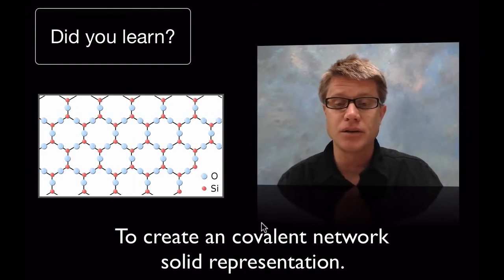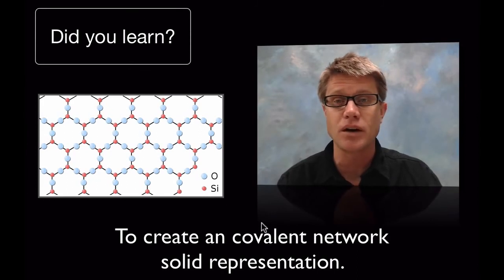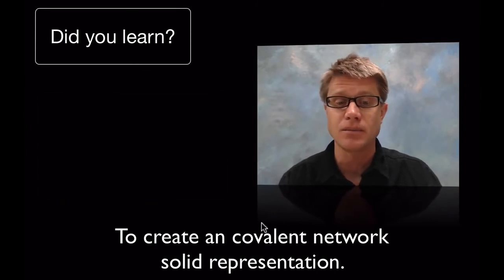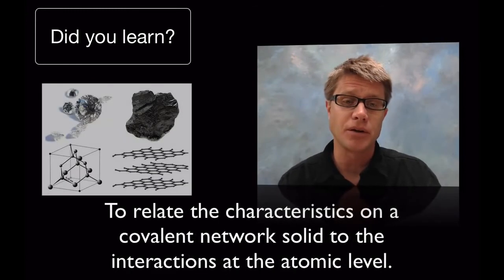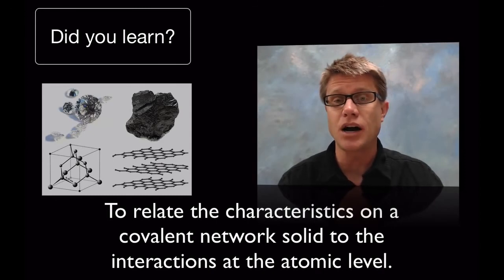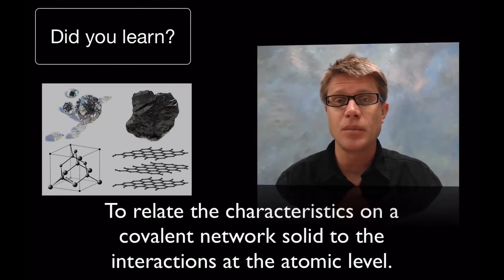So did you learn the following? To create a covalent network solid representation, remember it's going to be these three-dimensional lattices of either one or two elements, non-metals. And then could you relate that structure to its properties? Remember, if it's two-dimensional, if they're not connected, it's going to be really soft. If it's three-dimensional, it's going to be really rigid. And also, since there are covalent bonds in here, they're going to have a high melting point.